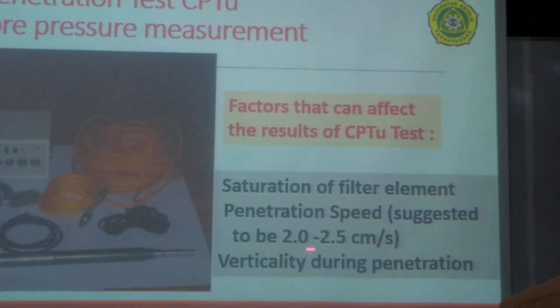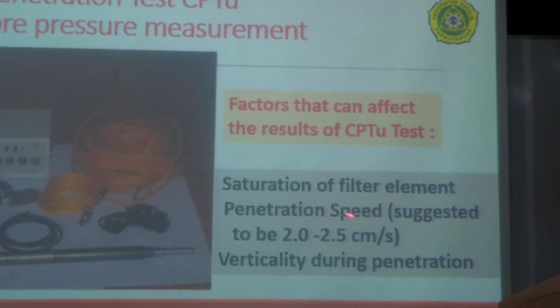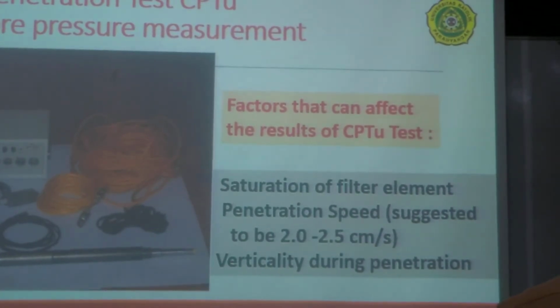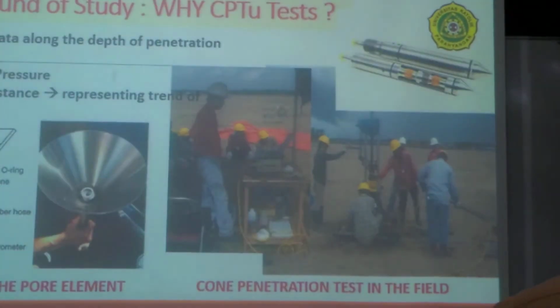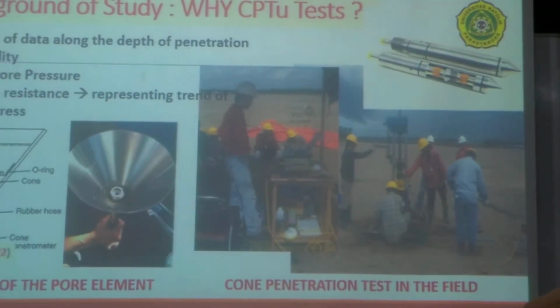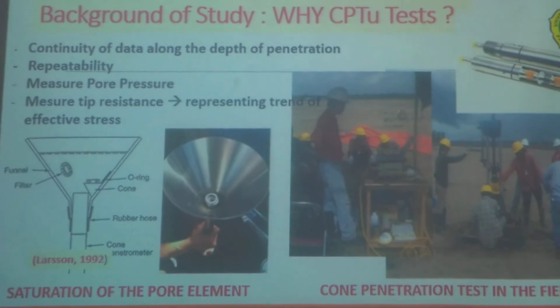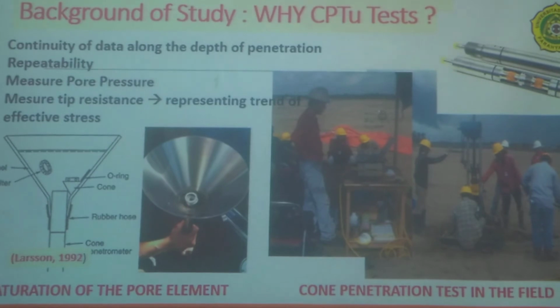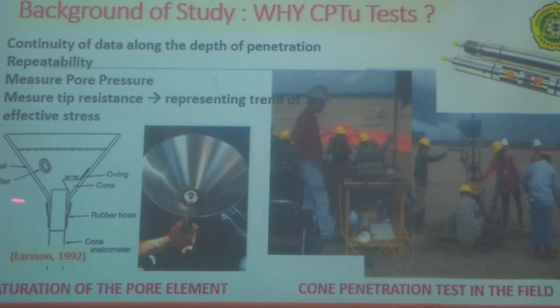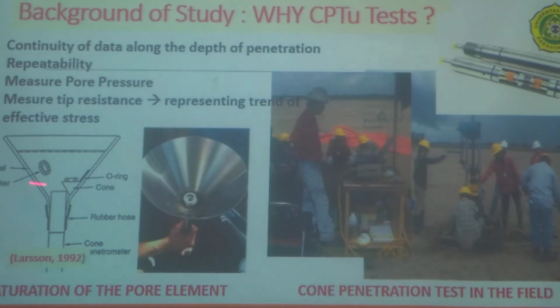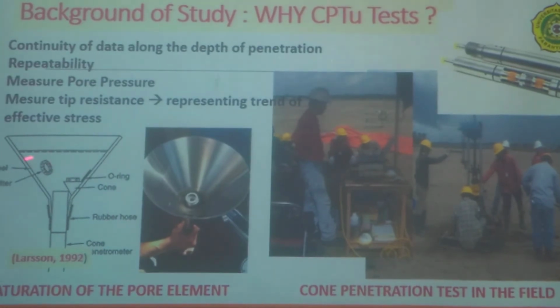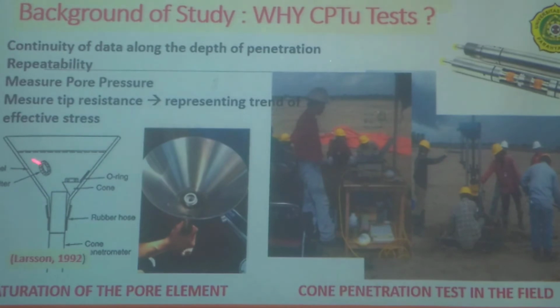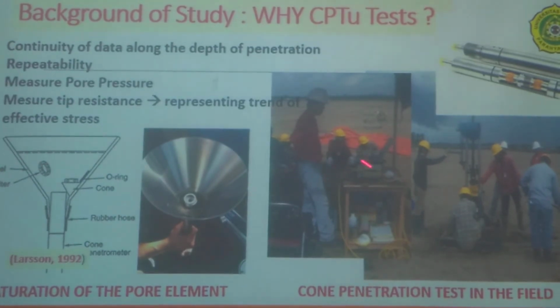The penetration speed must be standard, which is between 2 to 2.5 centimeter. If you do it faster, 5 centimeter, it will give you different answer. Verticality is important, so it has to be very vertical, or less than 5% different in the verticality. Now this is how you do the saturation. So you have to take usually a ceramic, put it in the silicone oil. Usually it gives you full saturation, and then we do the test.